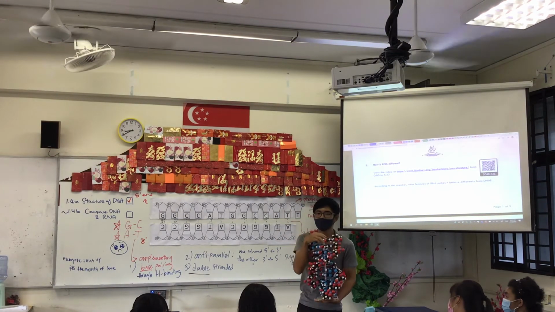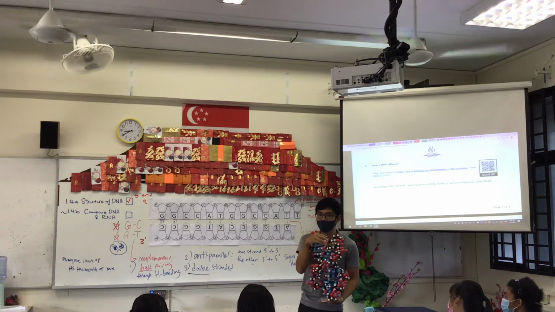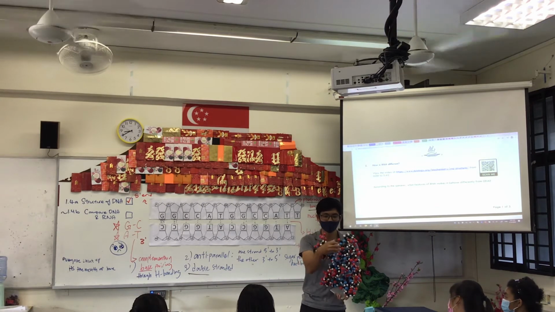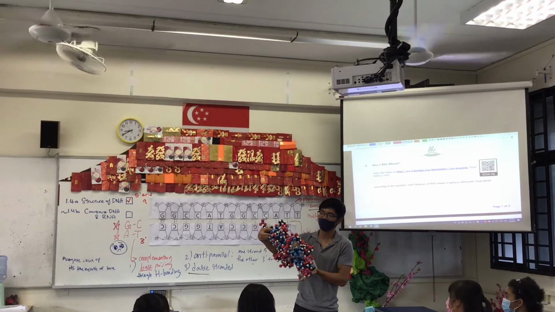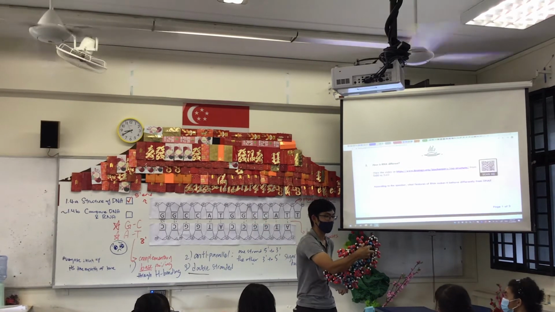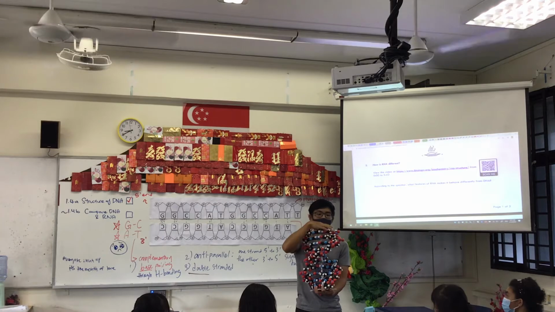Next clue, you know that between GC and AT, there are different numbers of hydrogen bonds. You look over here, I actually have 2 bonds over here. So the A and T and the G and C interact with different numbers of bonds. That's another clue for you.